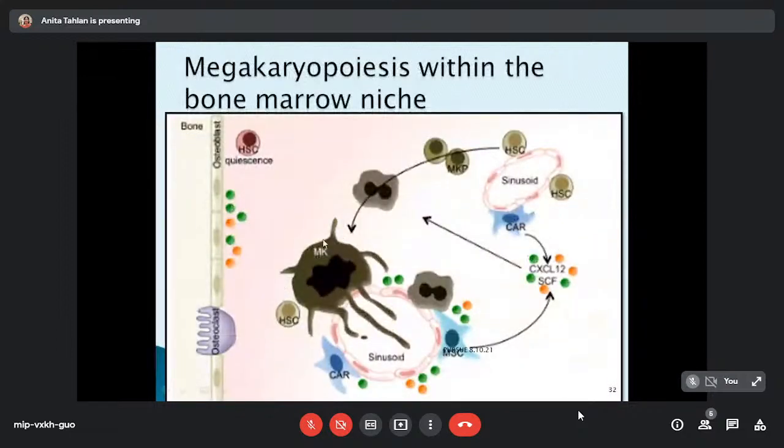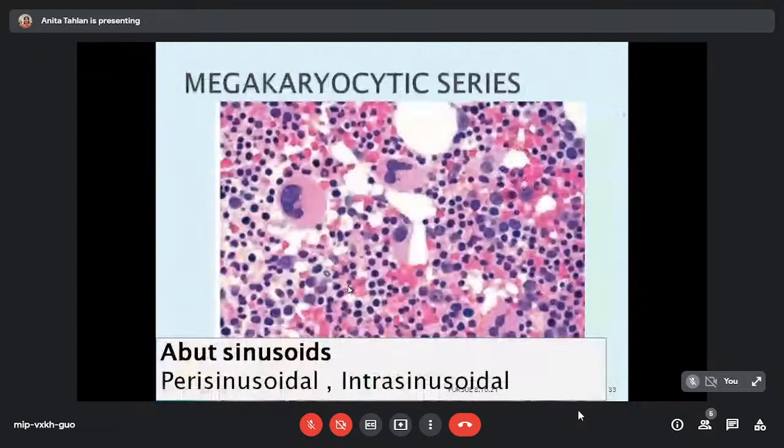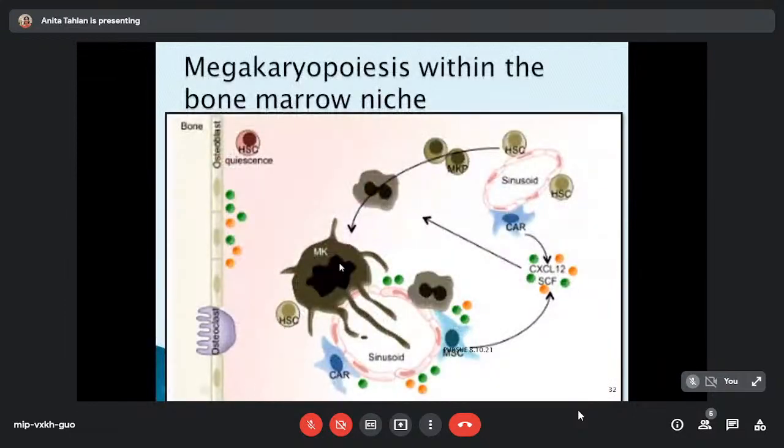So where do these megakaryocytes sit? They sit in the intratrabecular region, but where in the intratrabecular region? They sit on the abluminal side of the sinusoids. On the abluminal side of the sinusoids, they proliferate, become larger, and sit adjacent to the sinusoid. When they are sitting here, they give out pseudopods.